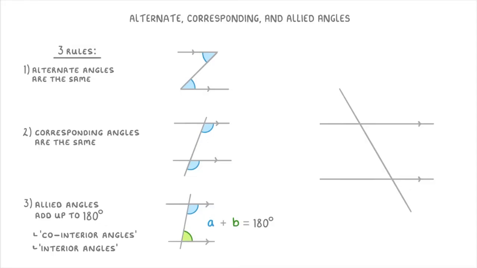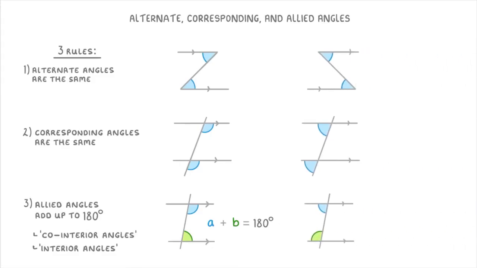If we look on our main diagram, we can see one of these C shapes here. So the allied angles would be this 60 degrees and this 120 degrees, which indeed do add together to make 180. One thing to point out with all of these rules is that you'll sometimes see them in other orientations, like flipped around, in which case they'll be harder to spot. But as long as they have the same combination of two parallel lines and one transversal, then the rules are going to be the same.